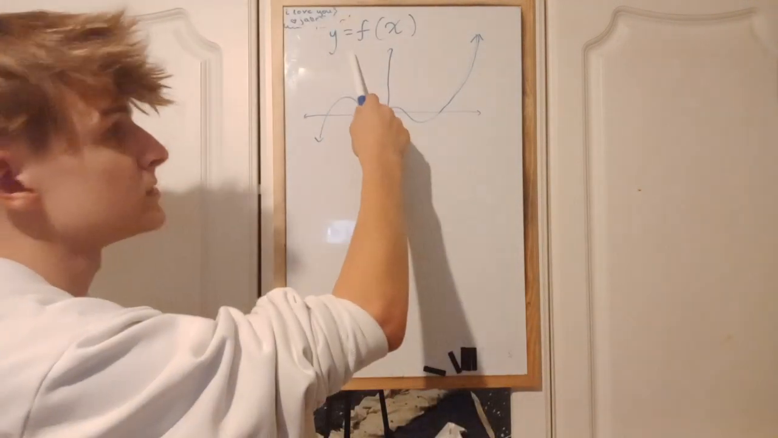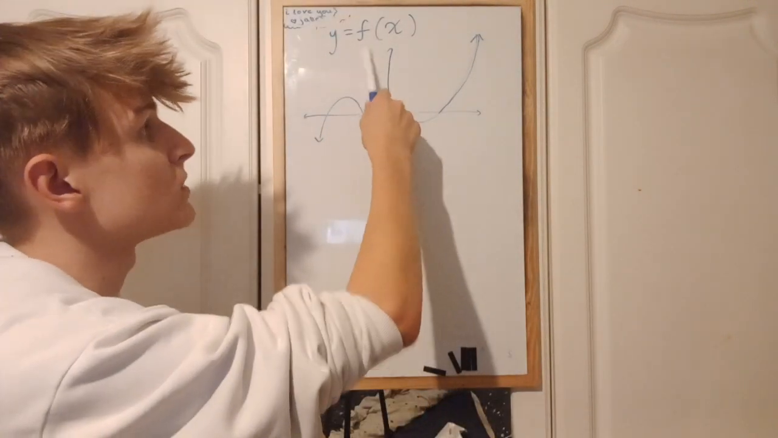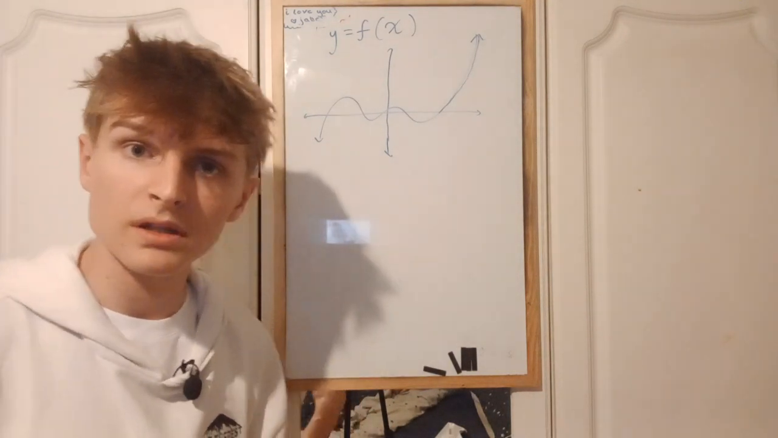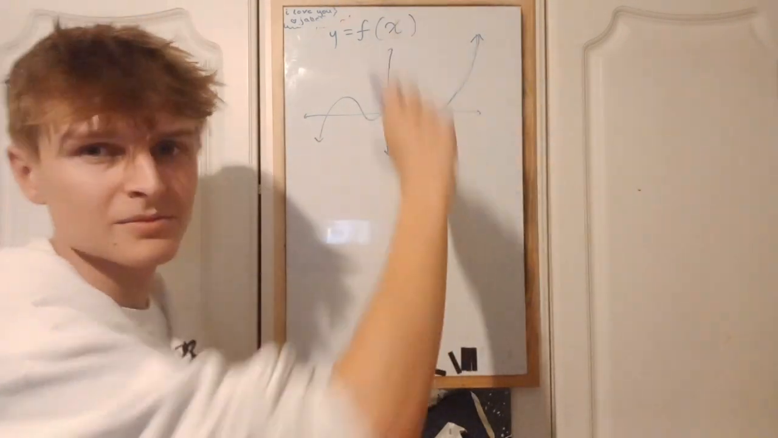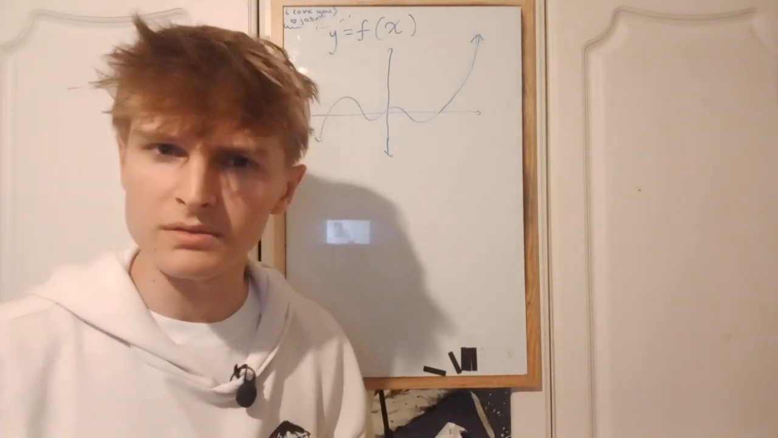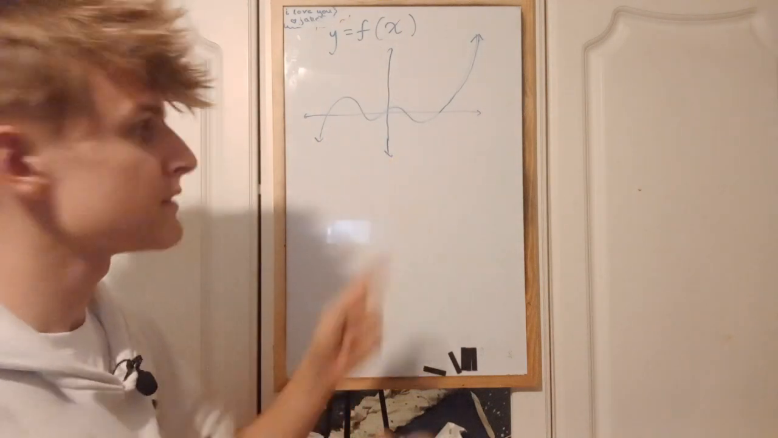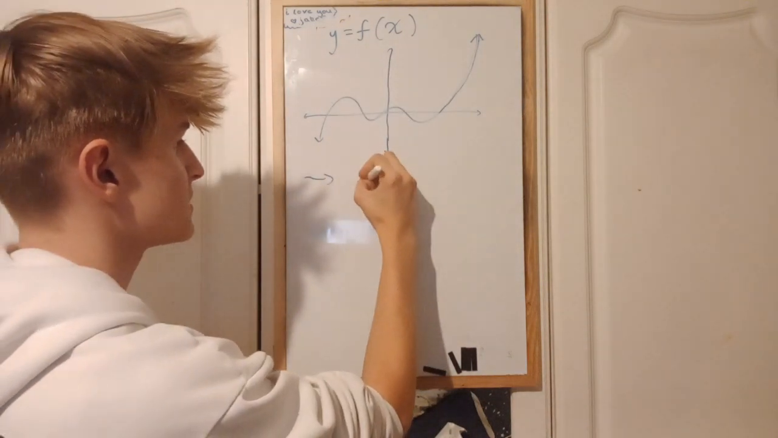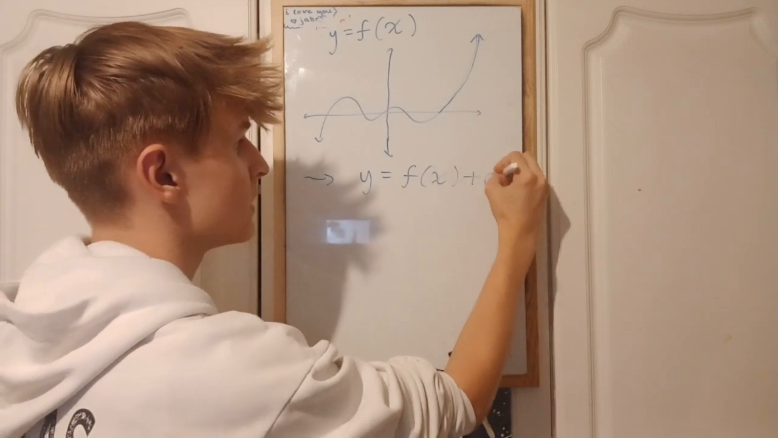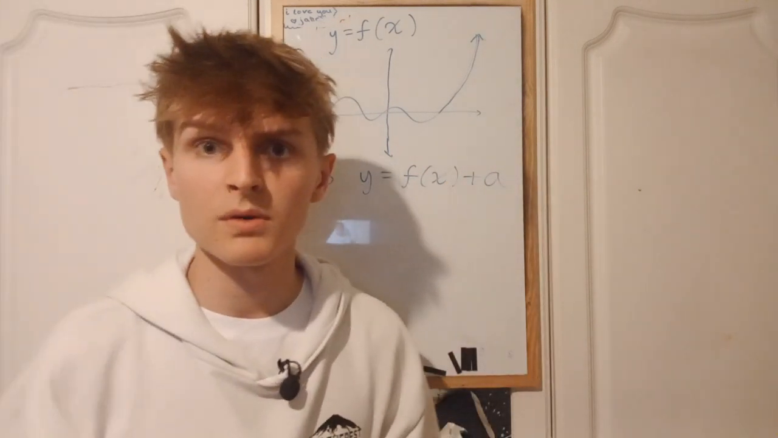Anyway, to start with, I've just got a general graph of a random function, y equals f of x. f of x could be any general function, it doesn't matter what it is. And here is a random graph I just drew of a random function. The first transformation we're going to deal with is taking y equals f of x and transforming this into y equals f of x plus some number a. So let's think about what that means.